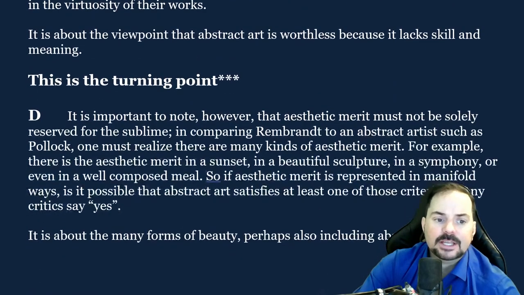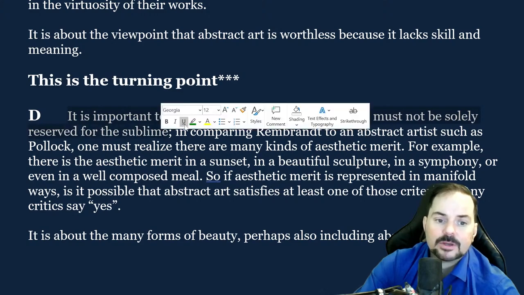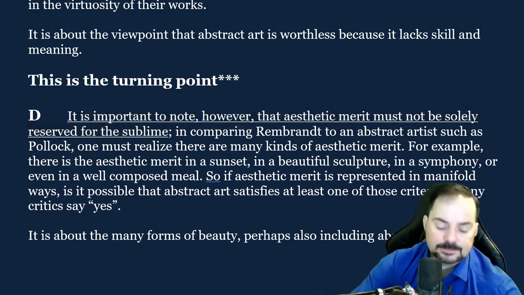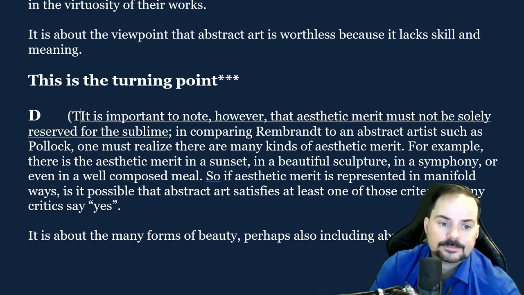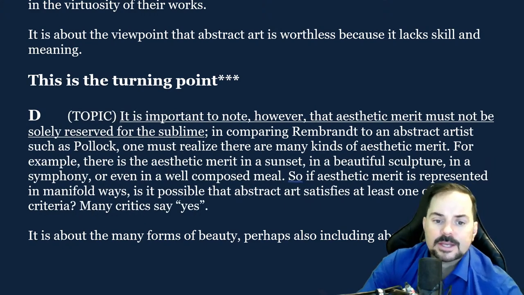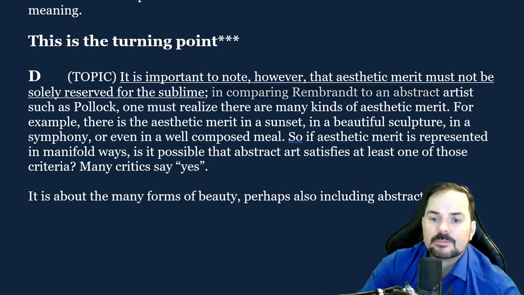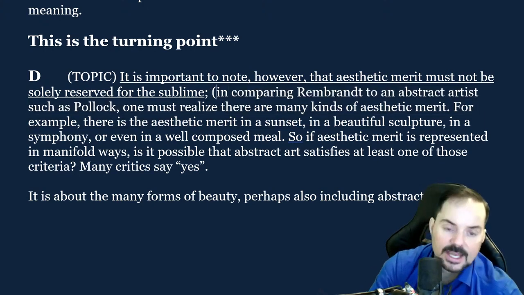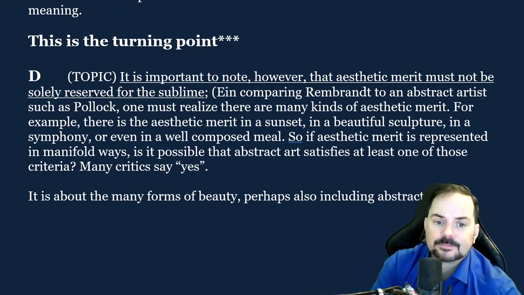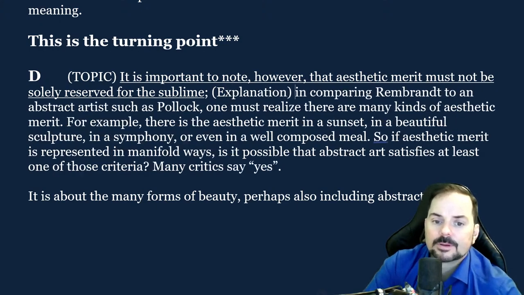Look at paragraph D here. It is important to note, however, that aesthetic merit must not be solely revealed or reserved for the sublime. Okay, so that's the topic. And then here it says, in comparing Rembrandt to an abstract artist such as Pollock, one must realize there are many kinds of aesthetic merit. Okay, so here is the explanation. Okay, and then here it says, for example. So here's the example.